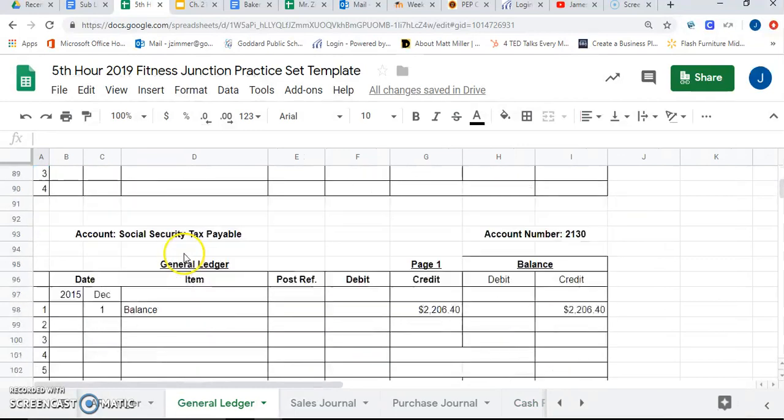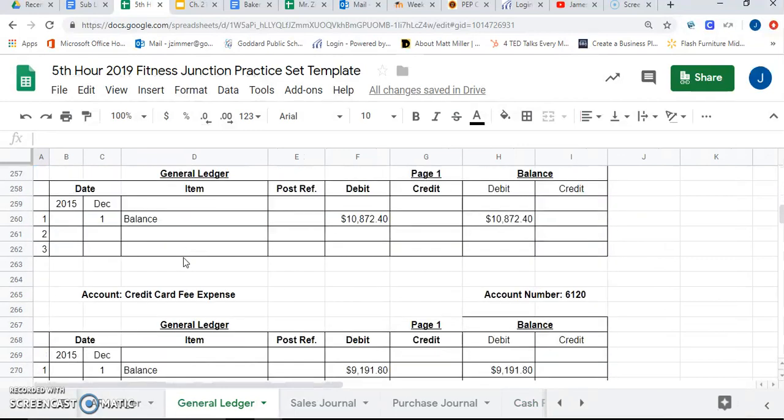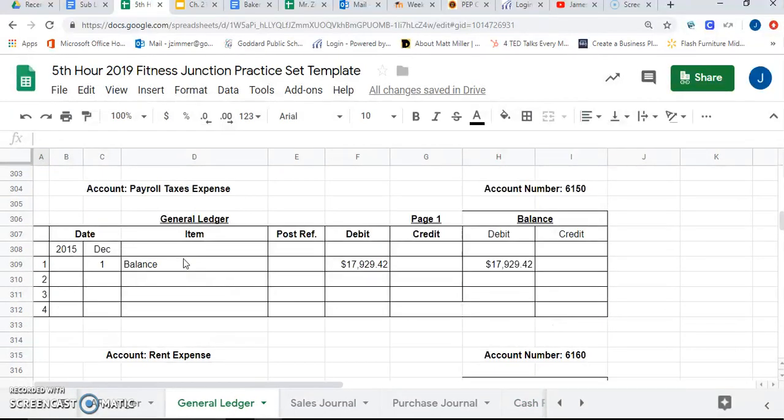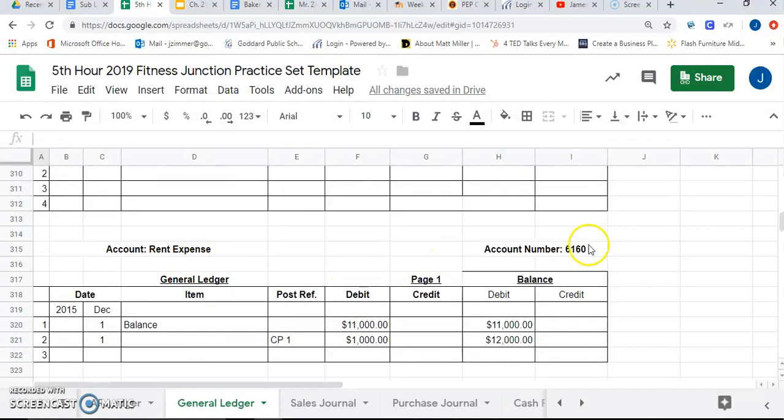We're going to go find rent expense. It's towards the bottom because expenses are the last numbered accounts. There it is, 6160. And you'll see that I've posted December 1st. It came from the cash payments journal, so CP1 for $1,000. That added to the previous balance that was there for rent, bringing us to $12,000, which makes sense because we're in December and we've already paid 11 months of rent before that.